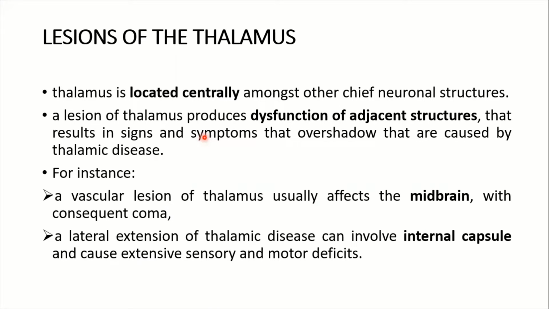Thalamus is located centrally amongst other chief neuronal structures. So a lesion of thalamus produces dysfunction of adjacent structures that results in signs and symptoms that overshadow those caused by thalamic disease. For example, a vascular lesion of thalamus usually affects the midbrain with the consequent coma. Of course, in the midbrain there are the reticular nuclei, and their damage leads to coma.